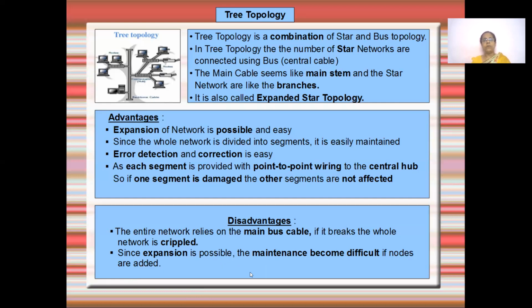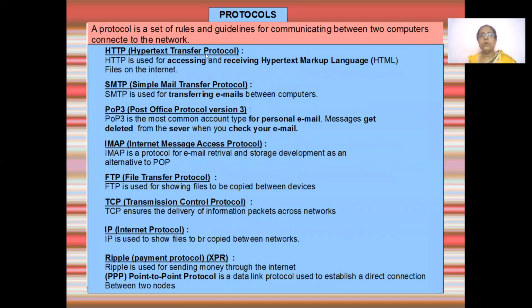So these are the types of topologies: bus topology, star topology, ring topology, mesh topology, and tree topology. Now let's study protocols. The network just doesn't work like that. You need certain things that guide the network to communicate from one computer to another. This is called a protocol. A protocol is a set of rules, or guidelines, that help in communication between two computers that are connected on the network.